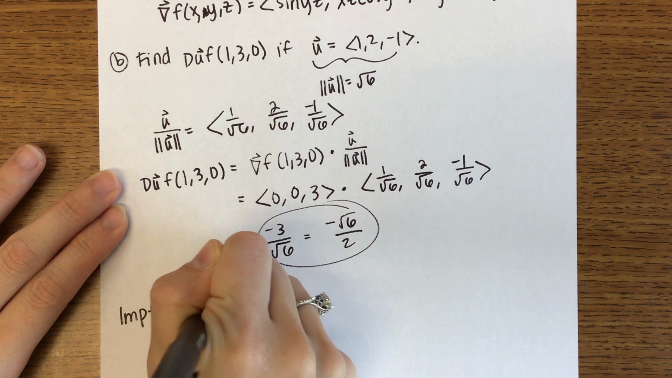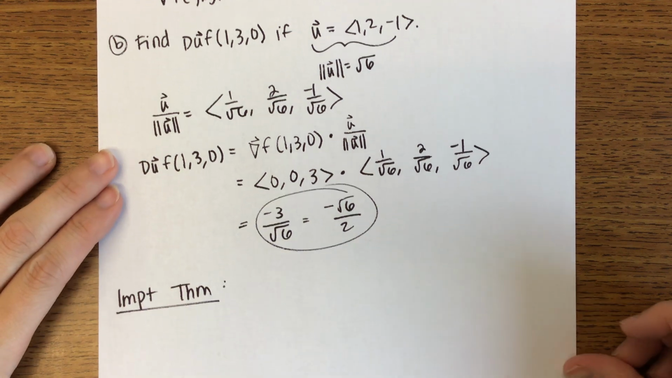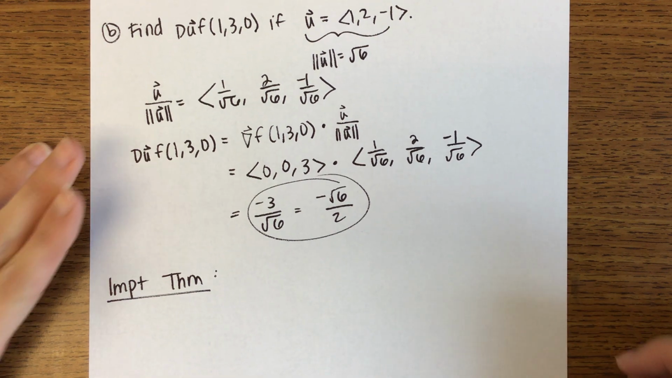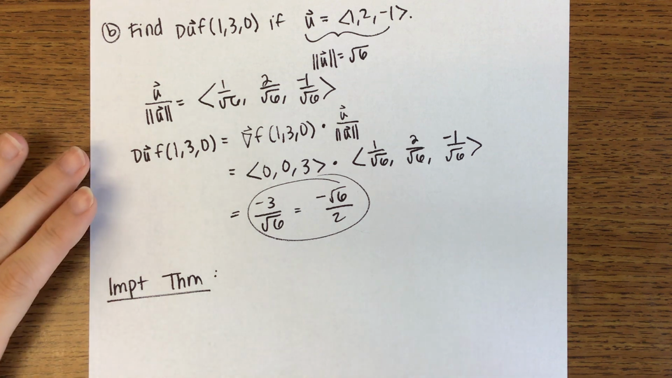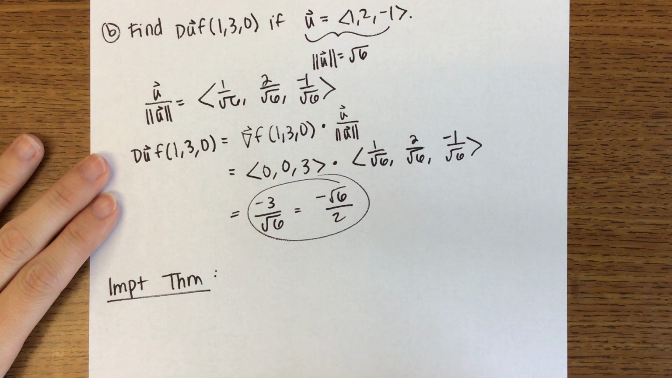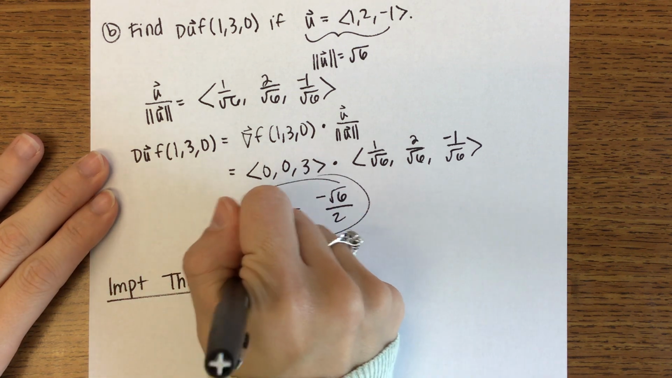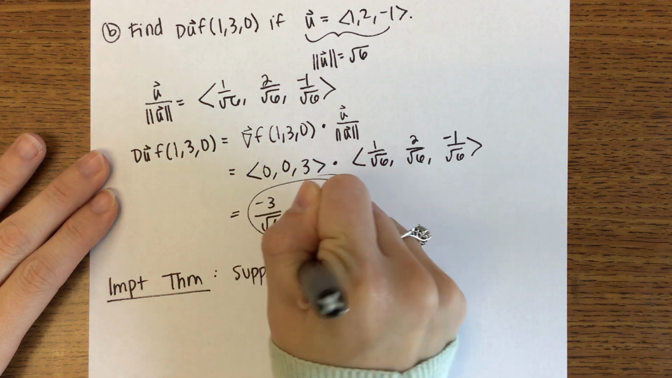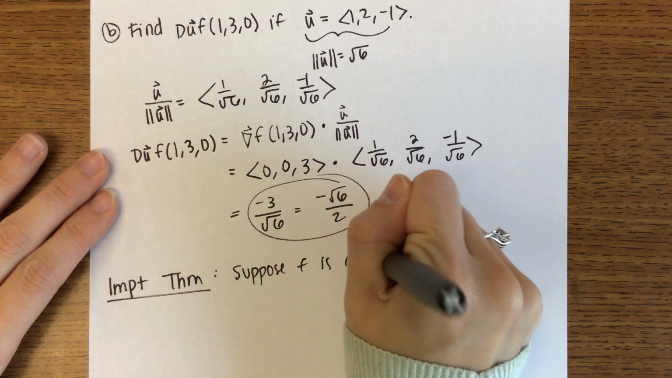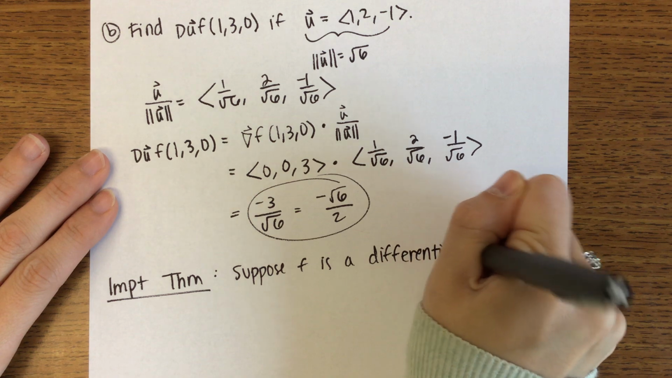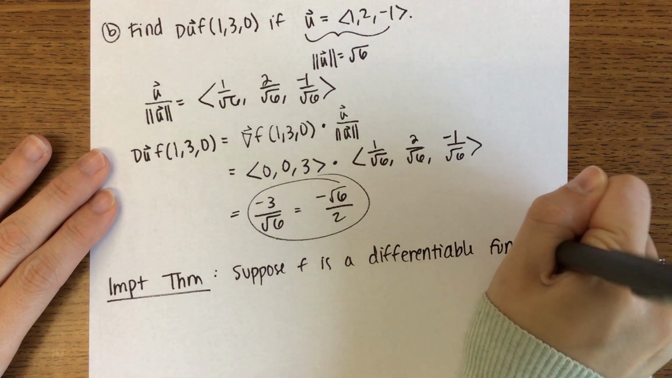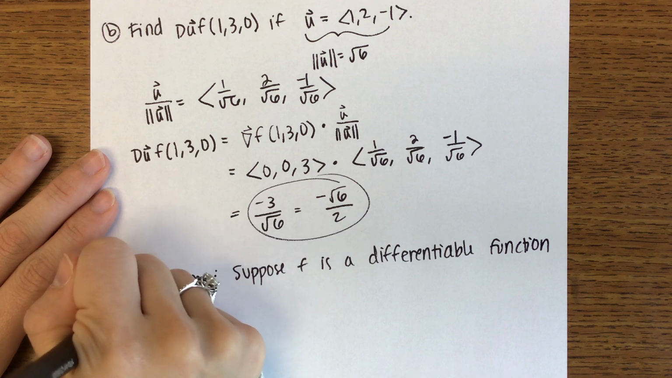Okay, so I told you the purpose of the gradient is not really to rewrite the directional derivative. That would be a waste of our time, but it actually has some important value. So this next theorem is going to tell you another importance of the gradient. Suppose f is a differentiable function of 2 or 3 variables.